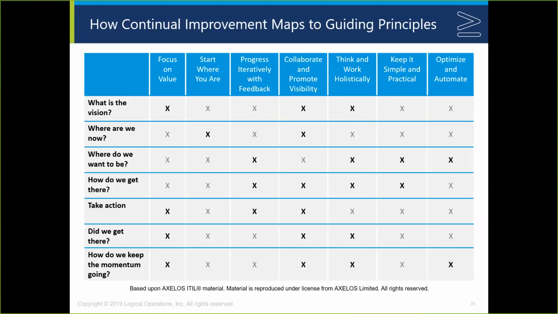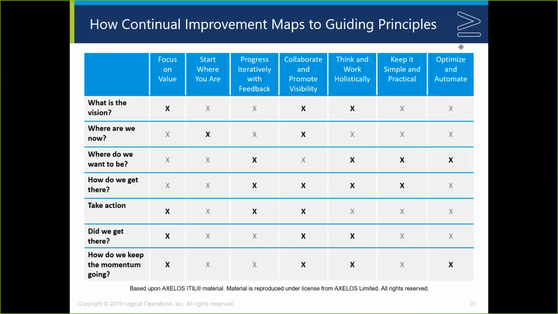So for example, if I'm establishing my vision, I want to be focused on value. I want to be able to establish how we're going to collaborate. I want to think big picture about the whole system. I want to be able to optimize and automate. Those things are going to be reflected in which areas I'm going to focus on first.